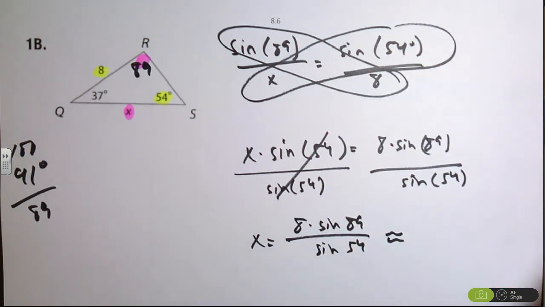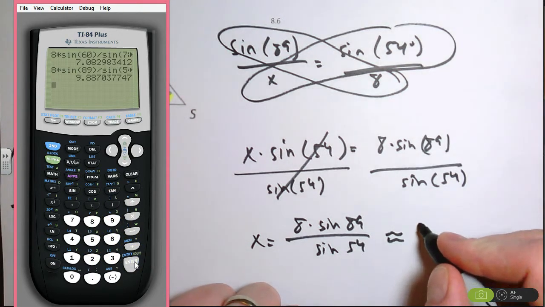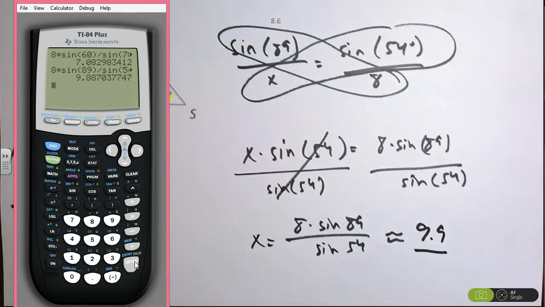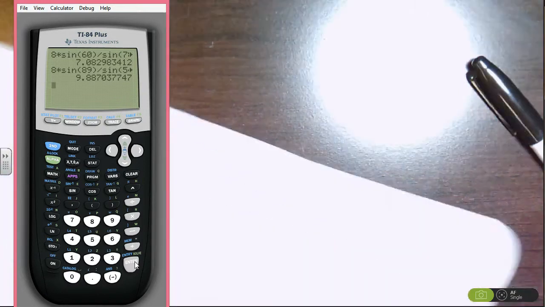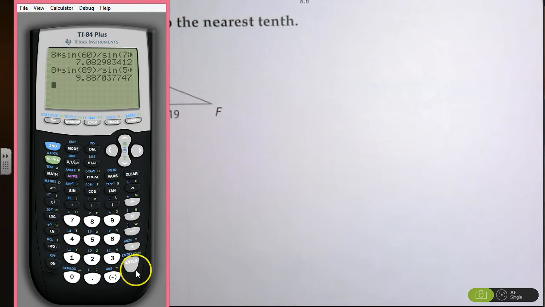So I'll have 8 times the sine of 89, and again, like last time, close the parentheses, divided by the sine of 54. Close parentheses. And that gives me 9.9 to the nearest tenth. Okay. Now the last problem I'm going to look at is the law of cosines problem, 3a from the section that we went over in class.